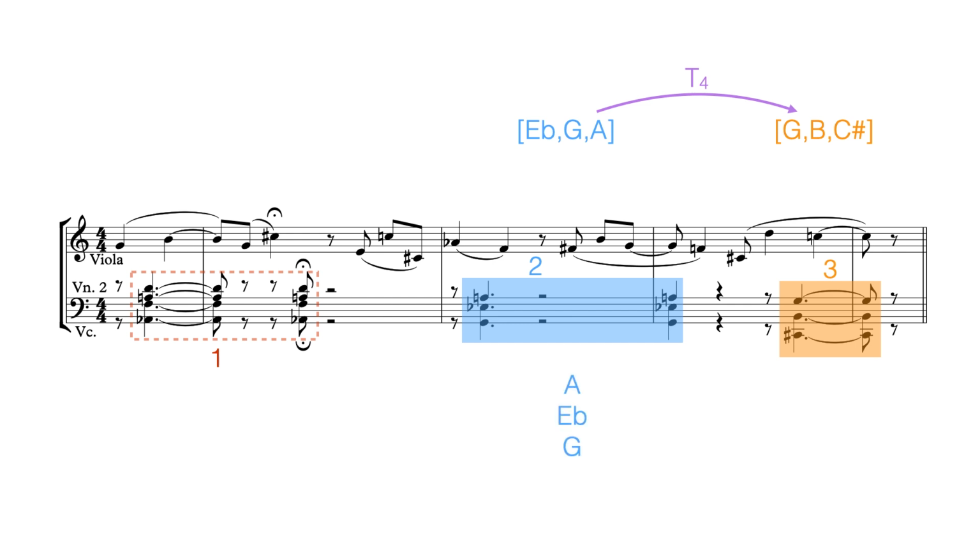Each note in the second chord moves up 4 semitones to its destination in the third chord. G and E flat in the second chord move up 4 pitch semitones to B and G. The A in the second chord moves to C sharp, but the C sharp is 2 octaves lower than expected.